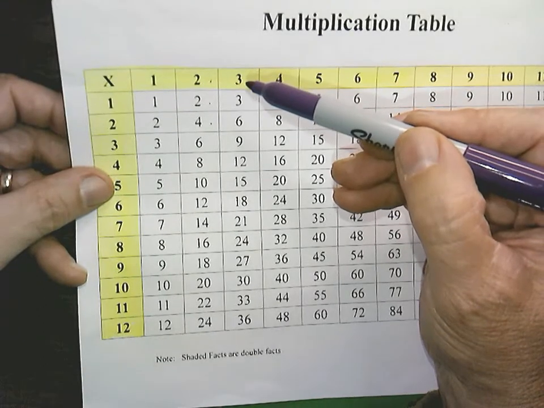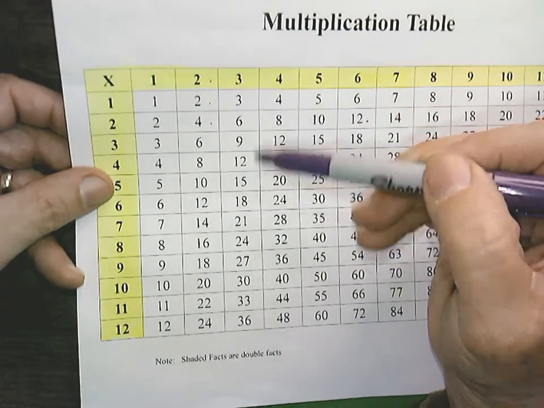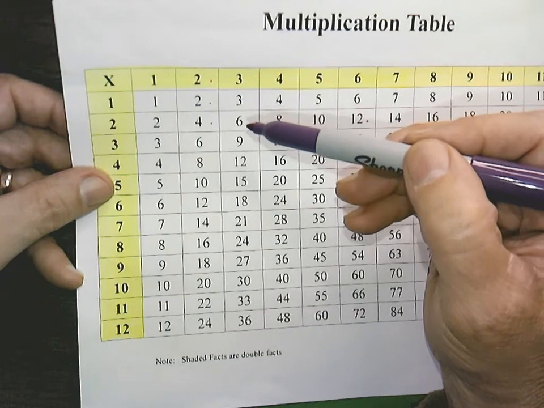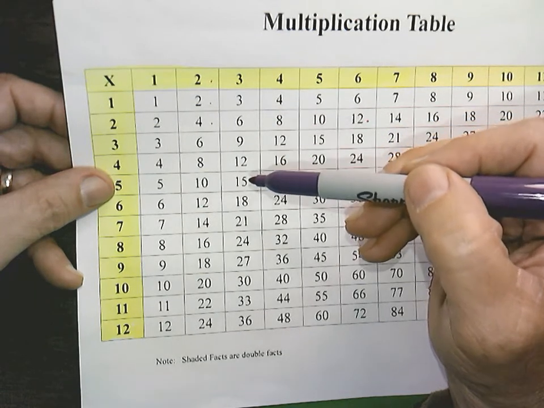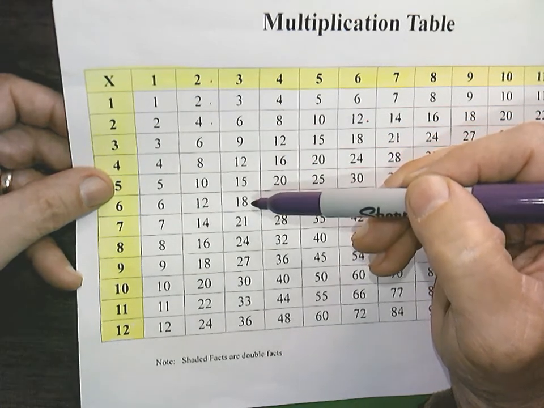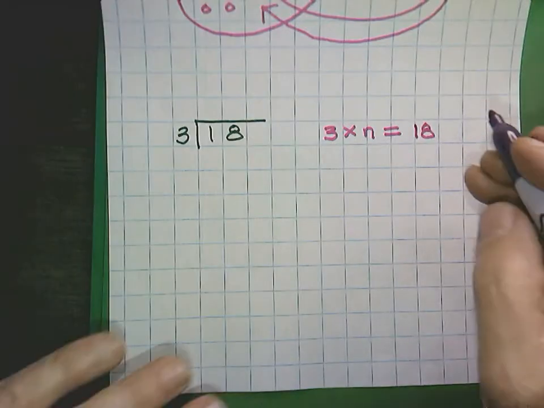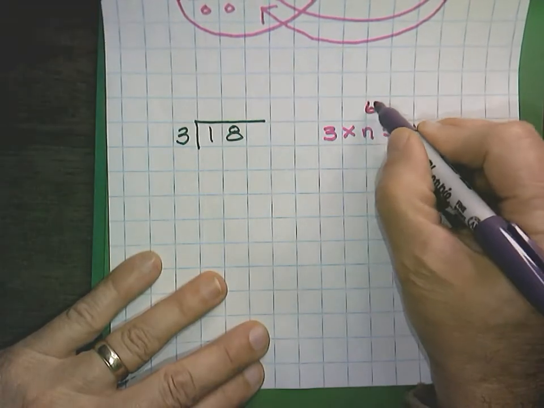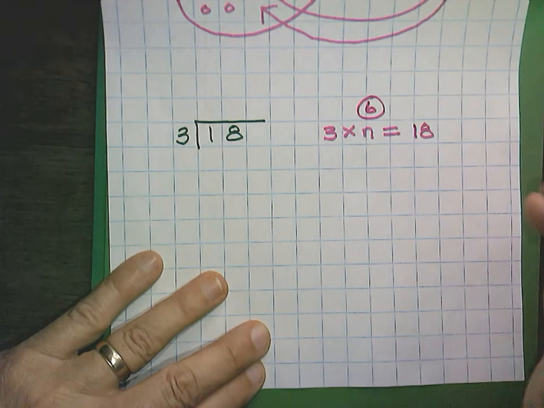Here's my 3, and I'm going to count down to the 18. 1, 2, 3, 4, 5, 6. Notice that I said 6. So in this case, n represents 6.